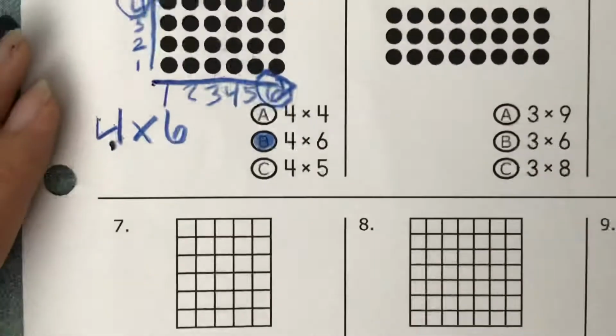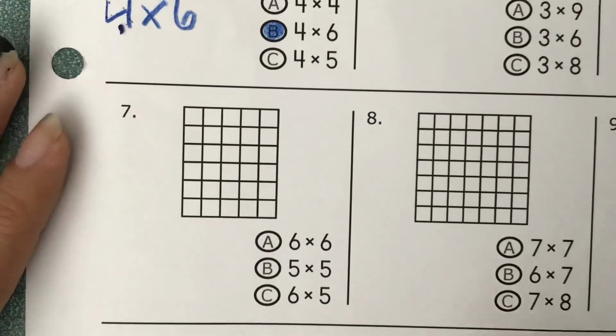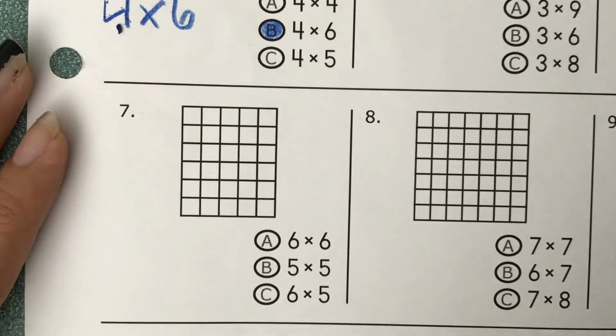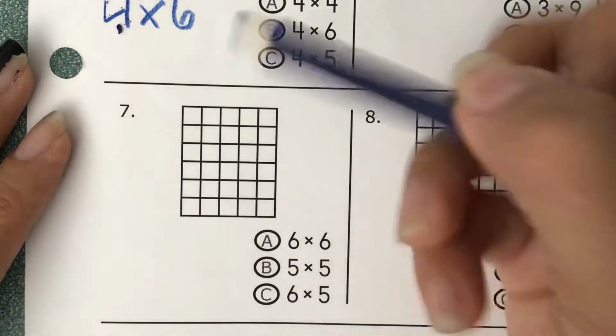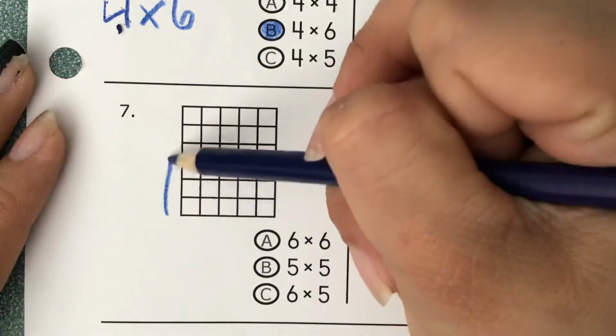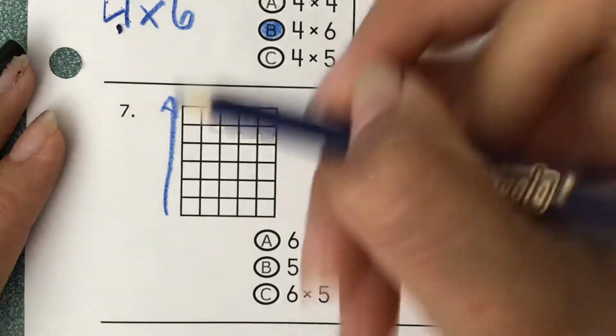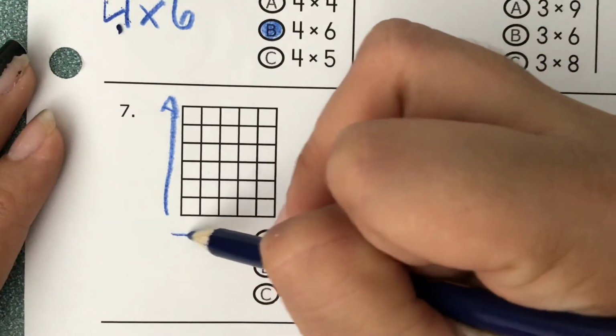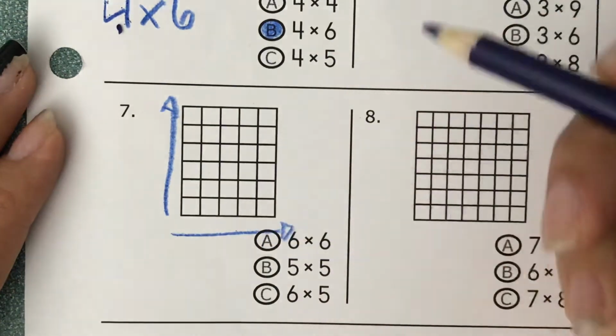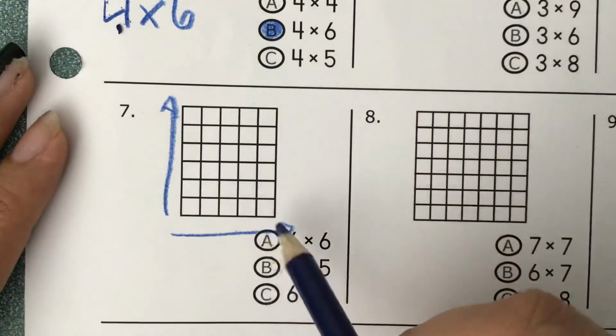Alright, and now we're going to do our last set, which is these clear cube ones, right? The white cubes. So we're going to do the exact same thing. We're going to count the rows, so count going up and down, and then we're going to count the columns, so count going left to right or right to left, just side to side.